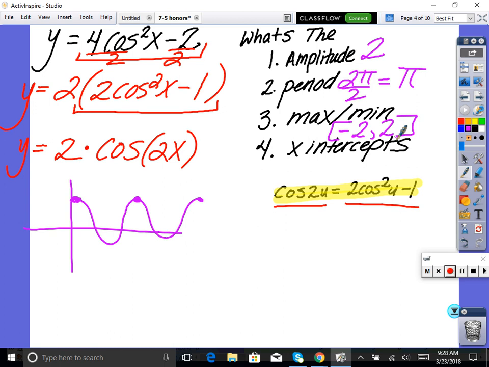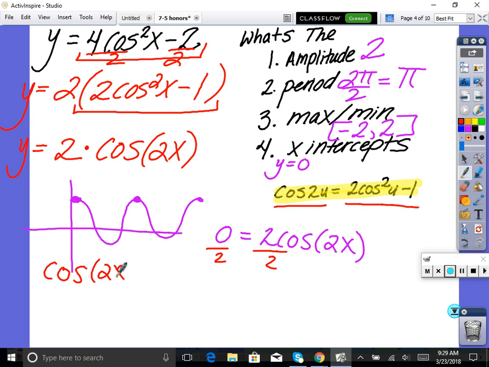Our x-intercepts, for all functions, guys, an x-intercept is when y equals 0. So we're really looking for when does 0 equal 2 cosine of 2x. And then isn't it just solving like we've been doing all along? So wouldn't we isolate the trig function? So we divide both sides by 2. So we'd say when does cosine of 2x equal 0? Then we pretend the 2 is not there, right? We solve it like normal and then take that into consideration.